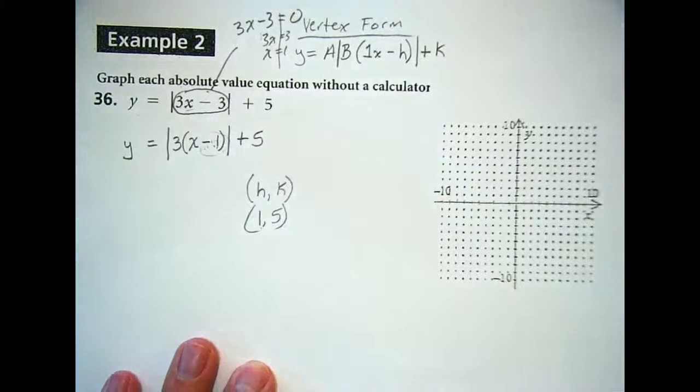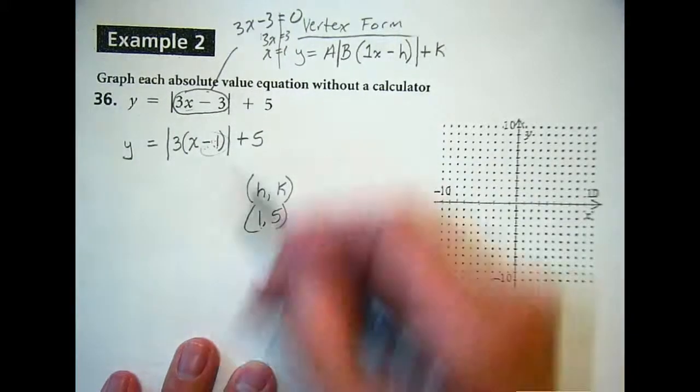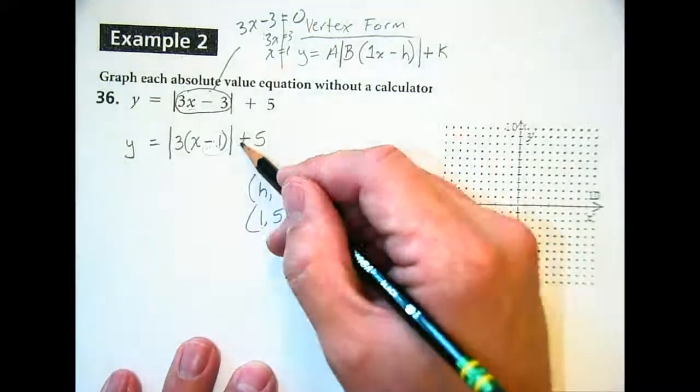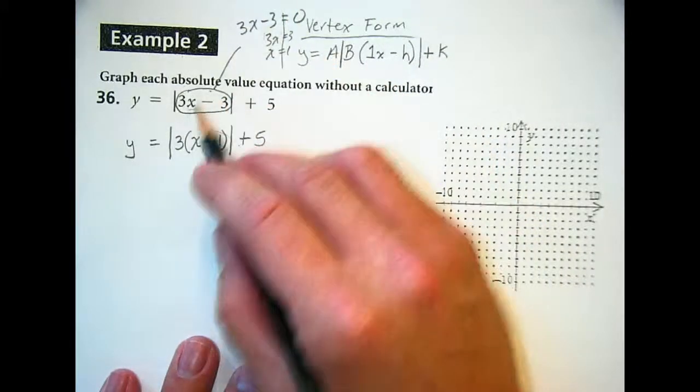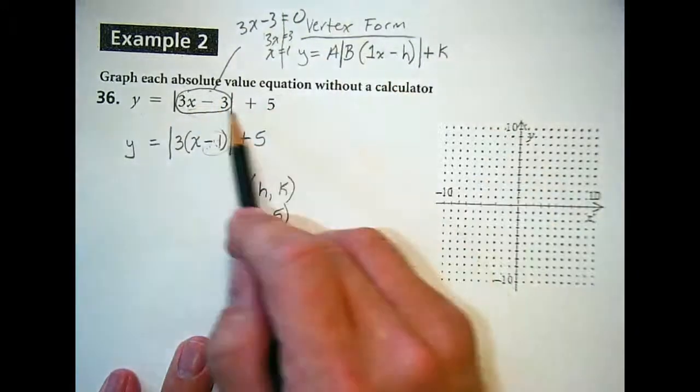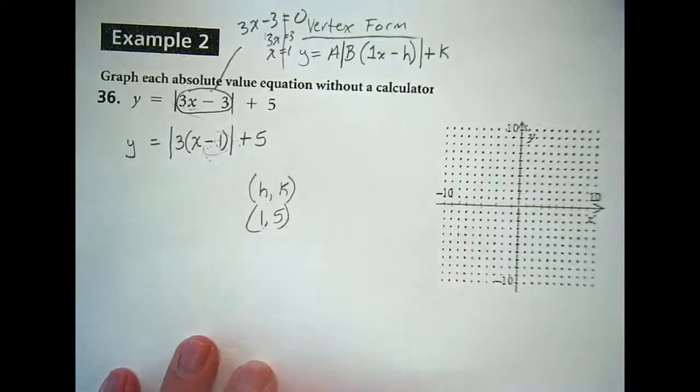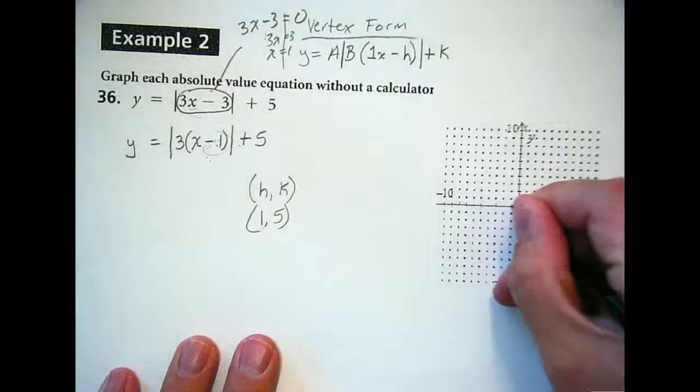How many got a vertex of 1, 5? How many changed it to this first? So yeah, it's fine doing it this way. That's why I approached it like that for you. But technically, this is not vertex form. This is vertex form. Okay, so we're at 1, 5.